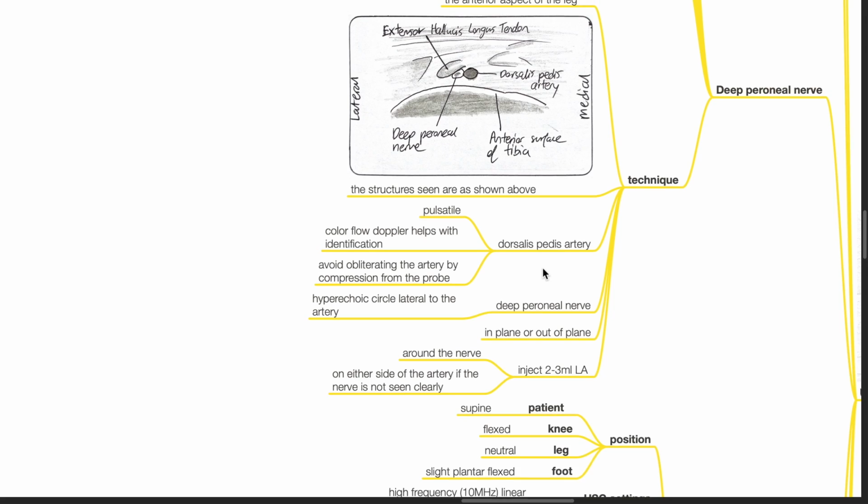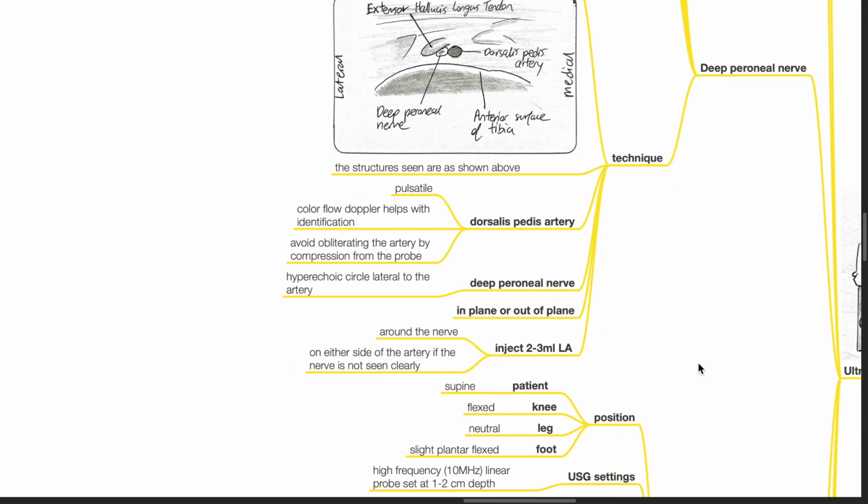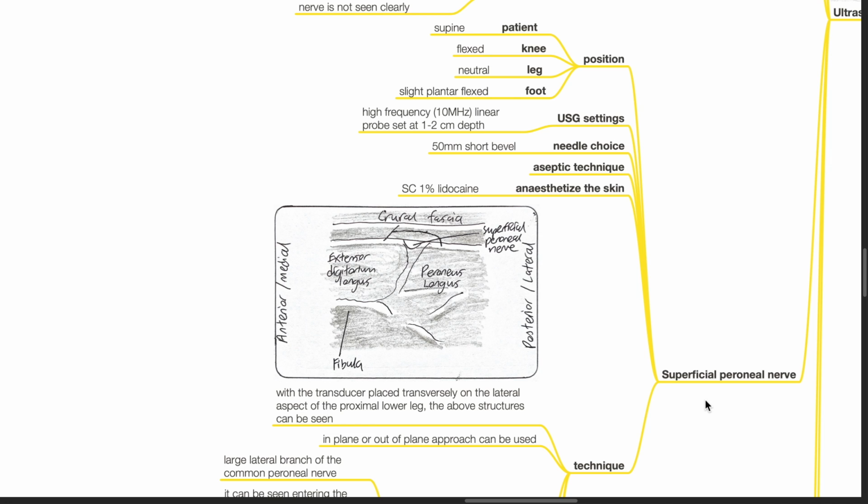Use in-plane or out-of-plane approach. Inject 2 to 3 mL of LA around the nerve or on either side of the artery if the nerve is not seen clearly. Superficial peroneal nerve block.